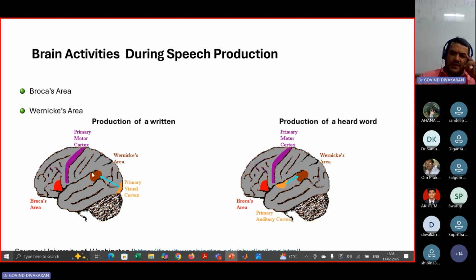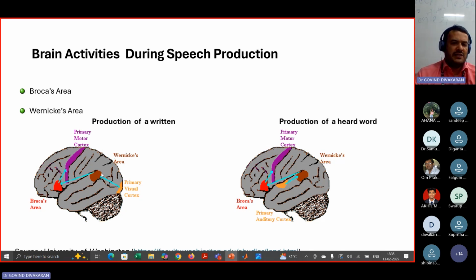As you can see, there are two cases here. One is when you are reading something. When I am reading something, I have to see what is written there. In that case, there is another area called the visual cortex that comes into the picture. It will give some instructions about this letter.